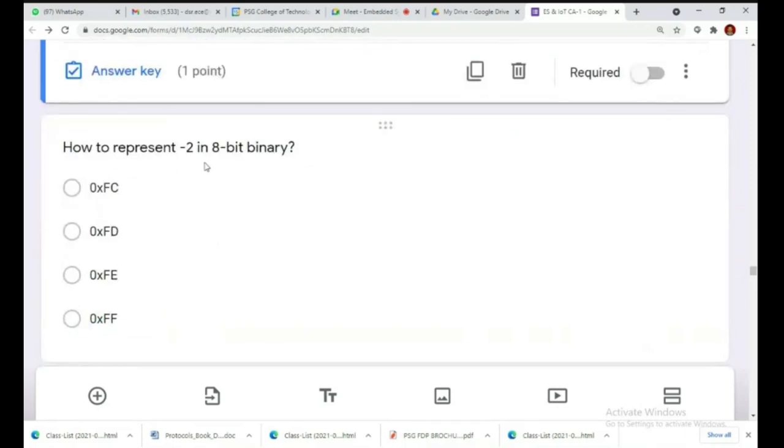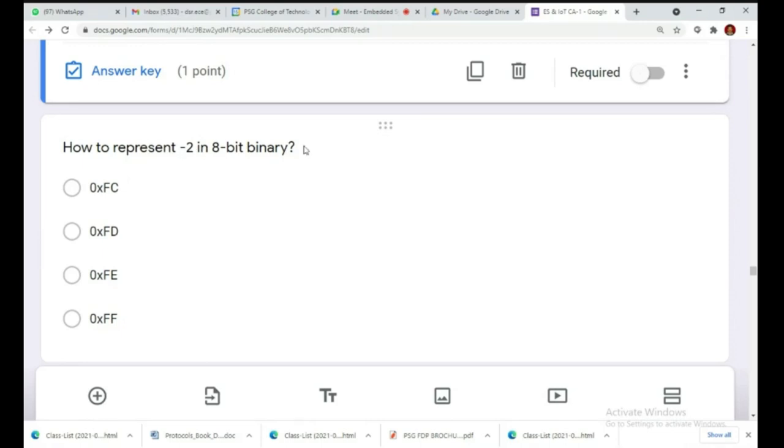How to represent minus 2 in 8-bit binary? Minus 1 means all 1s, as we all know. So FF is minus 1, and minus 2 means FE is minus 2. So FE is the right answer, right? FF is minus 1, FE is minus 2, FD is minus 3, FC is minus 4, with respect to hexadecimal representation.